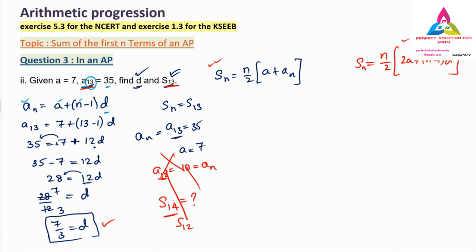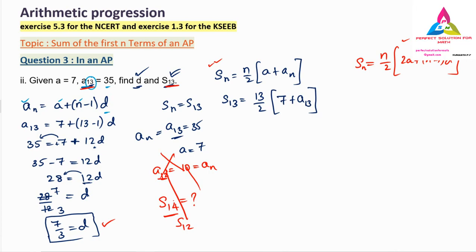So the a value is 7, we know, so substitute in this. S13 they have told you to find. S13 is equal to 13 by 2, n by 2 means 13 by 2. The first term over here is 7 and the last term, that is an, is nothing but a13.